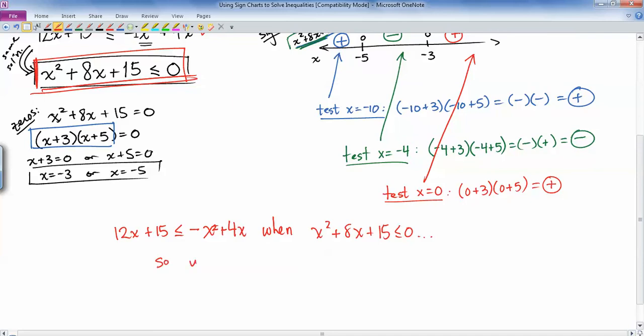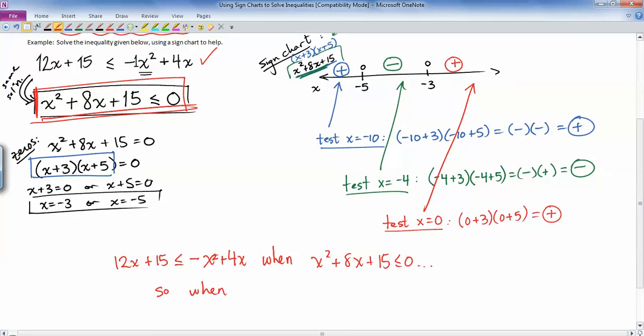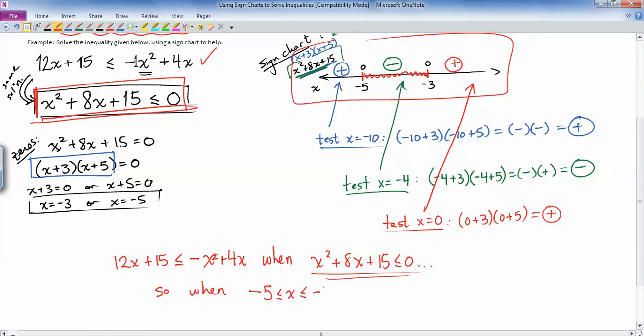So that happens when, and then we want the x's. So here's the sign chart for this thing right here. And I care about when is it less than or equal to 0. Well, it's equal to 0 at negative 5 and at negative 3, and it's less than 0 everywhere in between. So it's everything from negative 5 for my x's all the way up to negative 3. And I'm including them because I want the 0 values too.